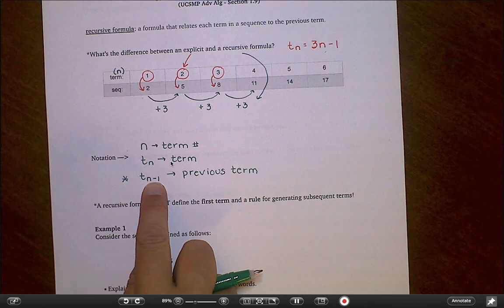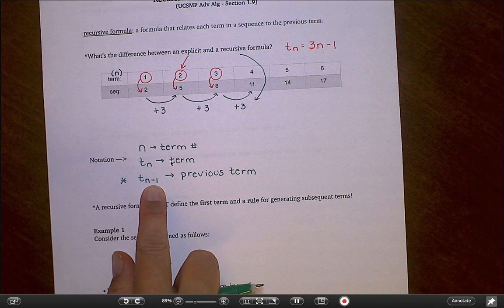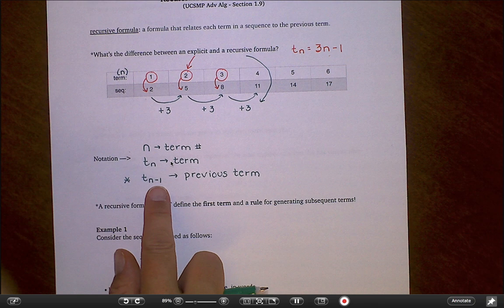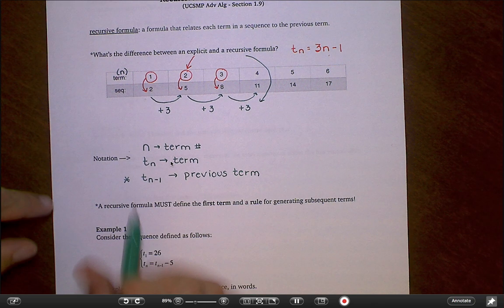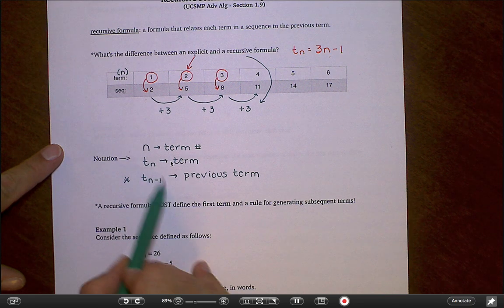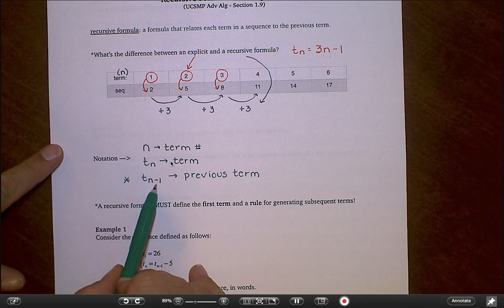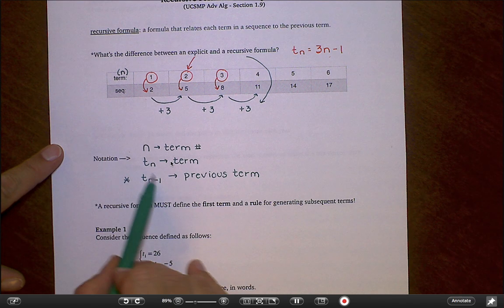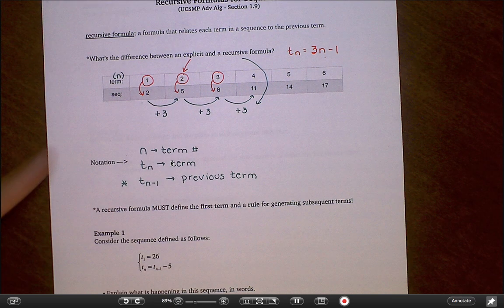Don't get bogged down too much by this n minus 1 deal, okay? Don't get bogged down in the math of that. You're not actually subtracting 1 from anything. All this means is, for example, if I'm looking to find term 4, this whole symbol is referring to term 3. If this is talking about term 7, this would be talking about term 6, okay?